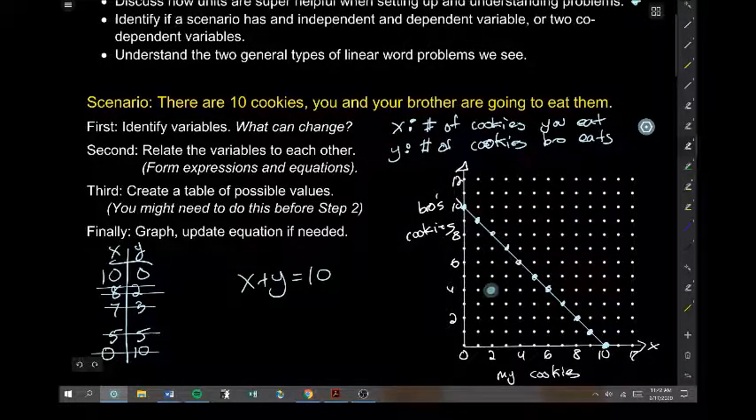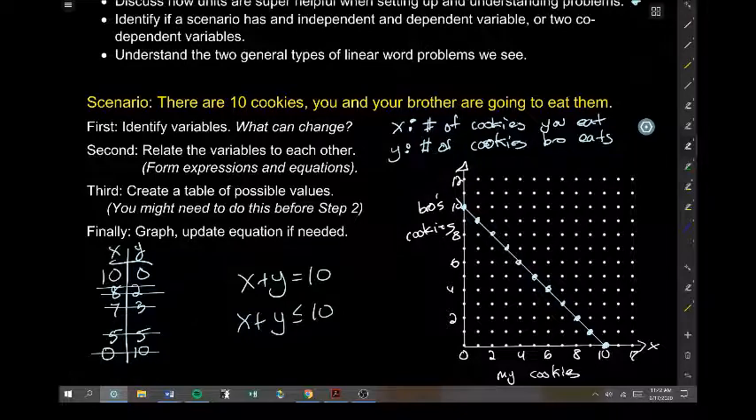For the record, if we weren't going to eat all of the cookies, it would be x plus y is less than or equal to 10. Could be 10, but could be less. But that's one assumption we made, that we're going to eat all of the cookies. Another assumption we made is that we're going to eat only whole number cookies. There's never going to be a time where I eat 8.3 cookies and he eats 1.7.